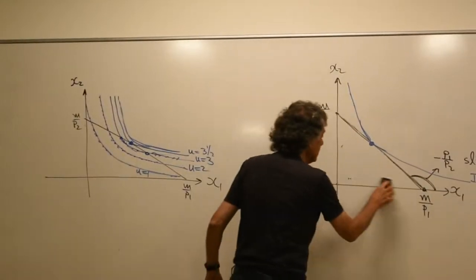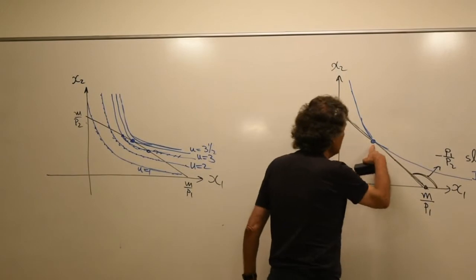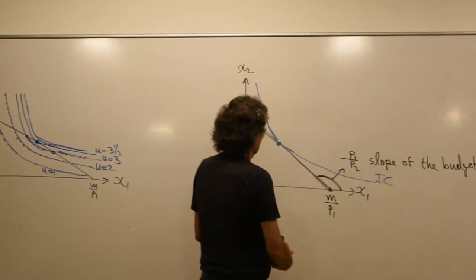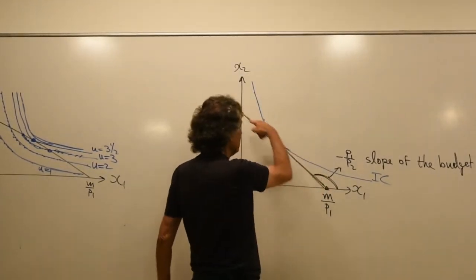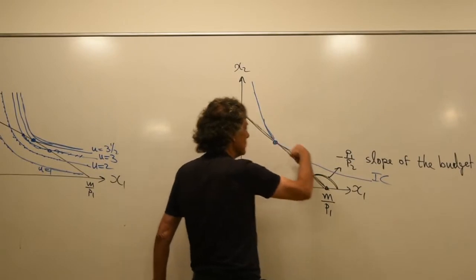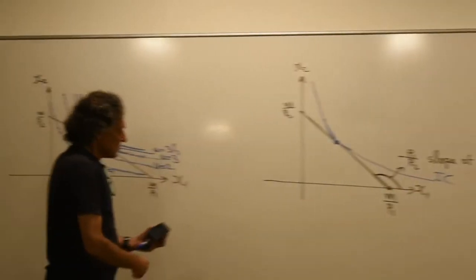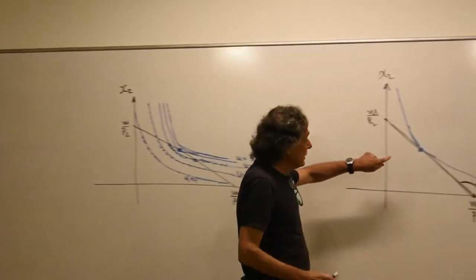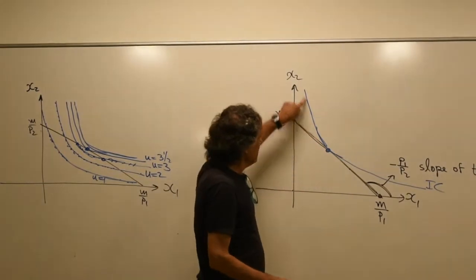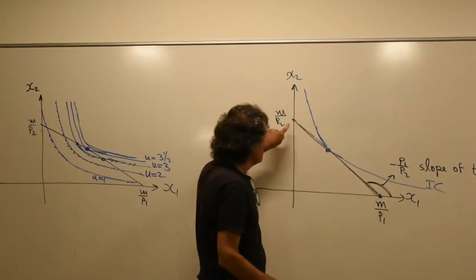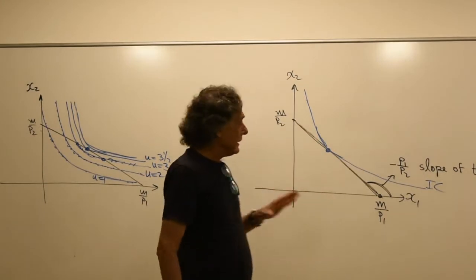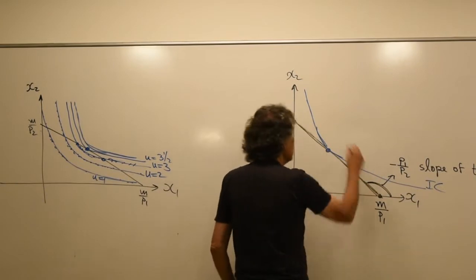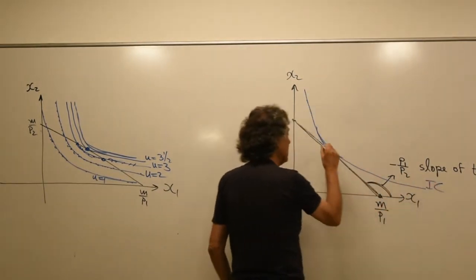MRS at a point is the slope of the tangent line that is tangent to the indifference curve. So actually it will be, if it is an interior point. If the best one is a corner solution, we'll talk about it separately. But let's say that the budget line is a tangent line to the indifference curve at an interior point.